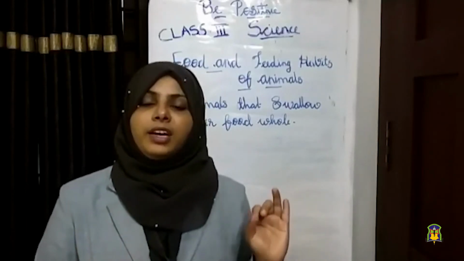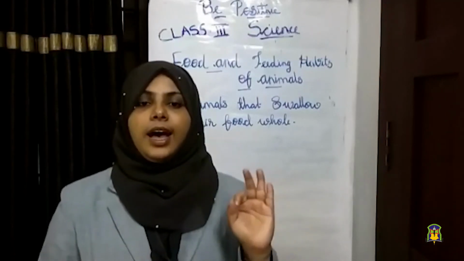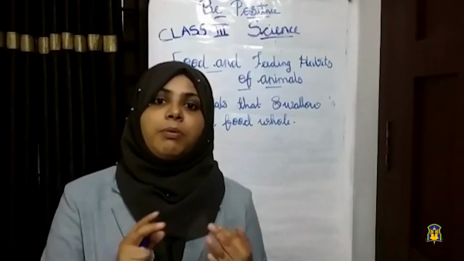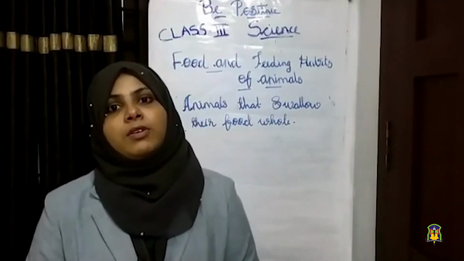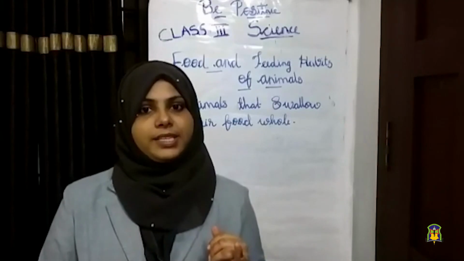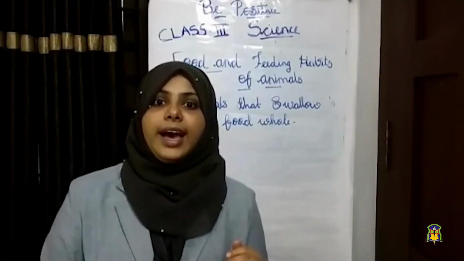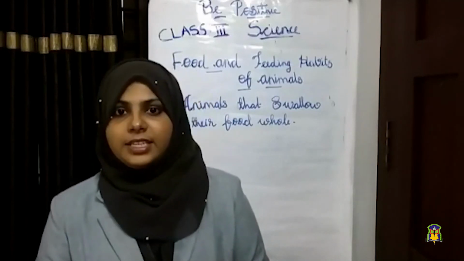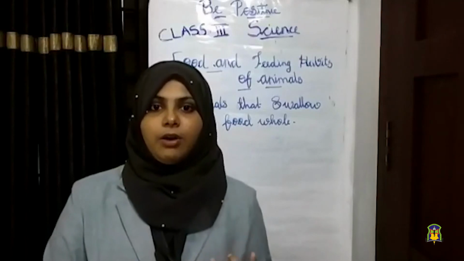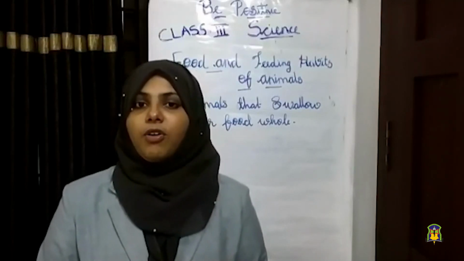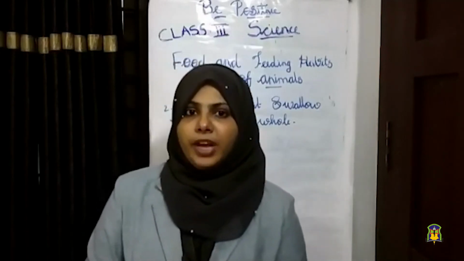So children, today we studied the food and feeding habits of animals. Food helps us to live, to grow and stay healthy, and also provides energy to work and play. Based on food habit, the animals are classified as herbivores, carnivores and omnivores. Herbivores eat only plants. Carnivores eat the flesh of other animals. Omnivores eat both plants and animals.